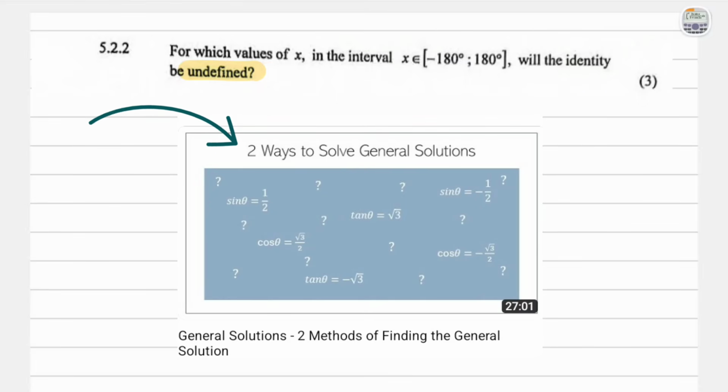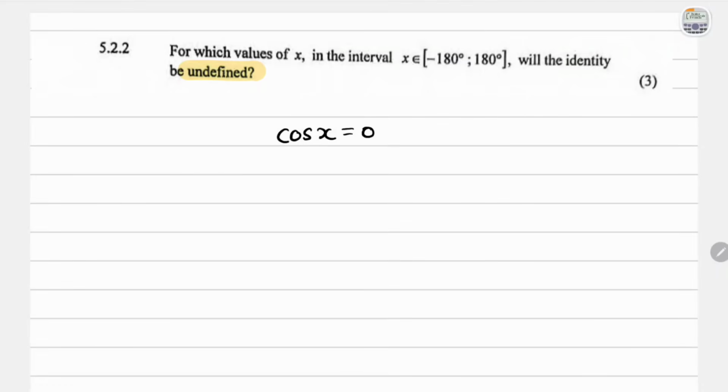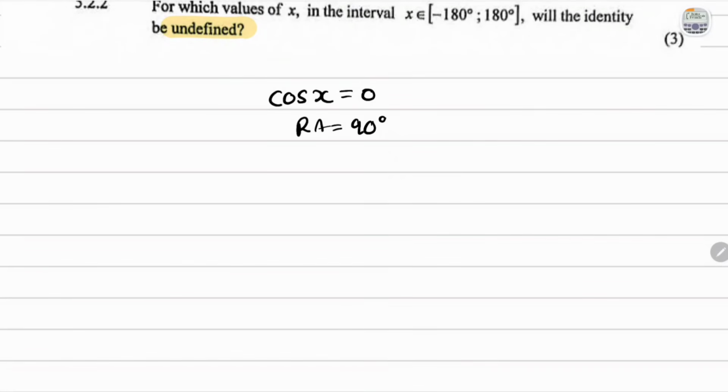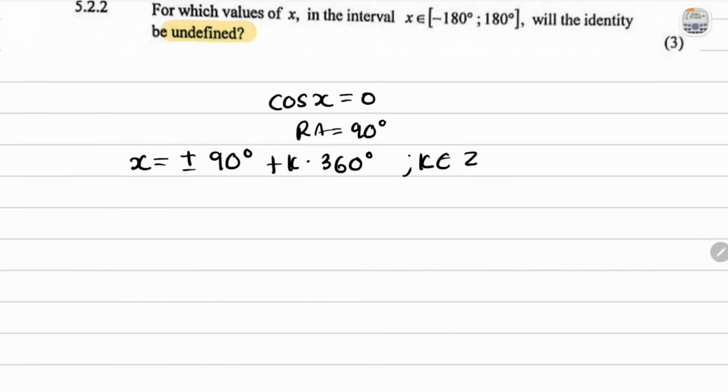The link is in the description, so that you can follow along with the quick method that I'm going to use here. So I'm going to go ahead and just find the reference angle, and we find that by taking cos inverse. So that's shift cos of the value we have there. Now, if you say shift cos of 0, you're going to get 90 degrees. With the way I showed you the quick method, to solve for x, all you're going to say is x is equal to positive or negative 90 degrees, plus k of 360 degrees, where k is an element of integers.